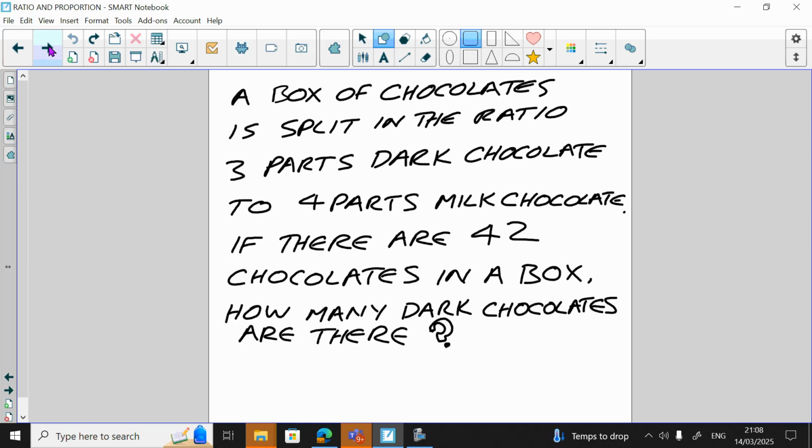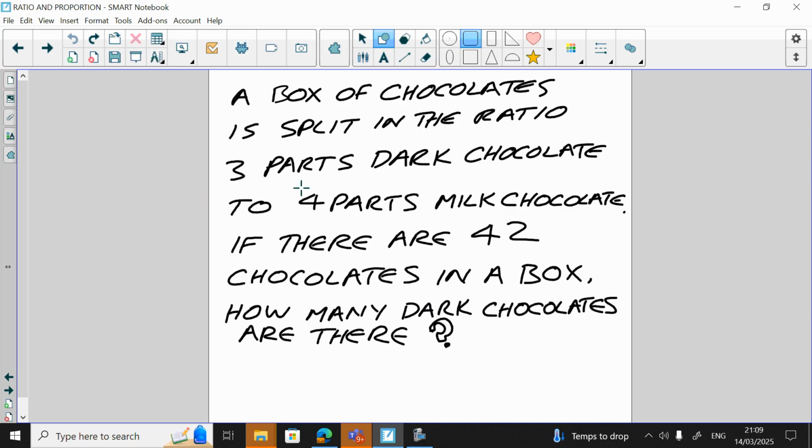Okay, let's move on. Some other bizarre topic here. You can have a little read of that. Box of chocolate split into the ratio 3 parts dark chocolate to 4 parts milk chocolate. There's 42 in total chocolates in the box. How many dark chocolates are there? Right, so here we've got dark and milk. We've got a total of 42, but then they're asking for how many dark there are.